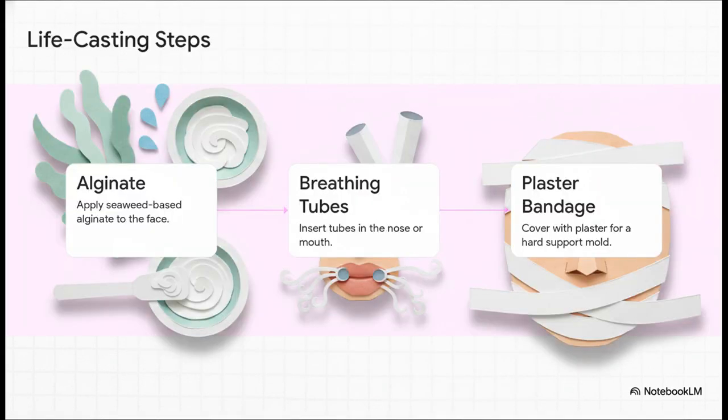The actual tactile steps here are pretty wild. First up, an artist applies a seaweed-based alginate directly to the skin. Fun fact, this is the exact same stuff your dentist uses for teeth impressions. Second, and this is crucial, they have to insert tubes for vital breathing holes. You definitely do not want to skip that step unless you want a fully panicked actor on your hands. Finally, they cover the whole thing in plaster bandages to create a hard support mold, just to ensure that the soft, squishy alginate doesn't completely collapse when they peel it off.